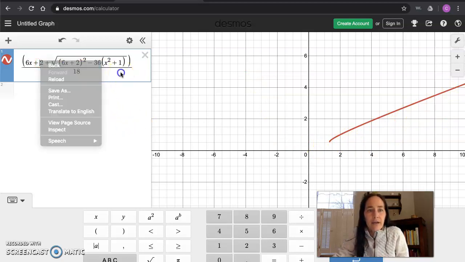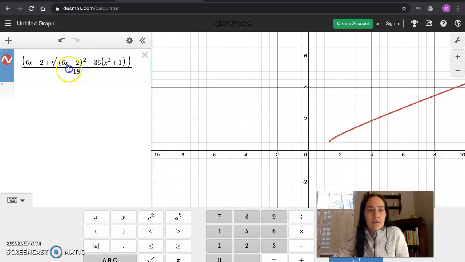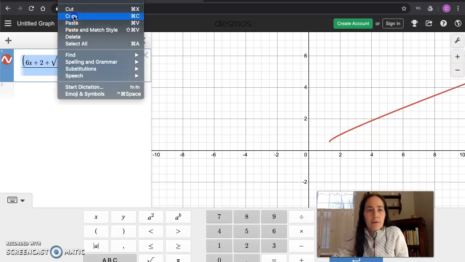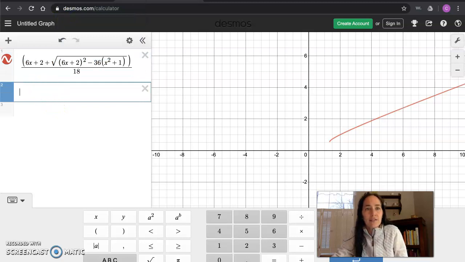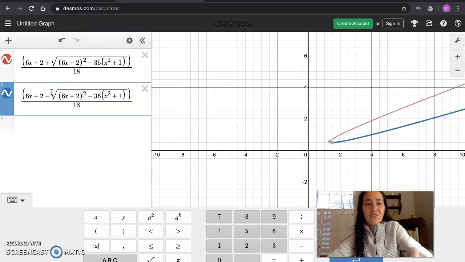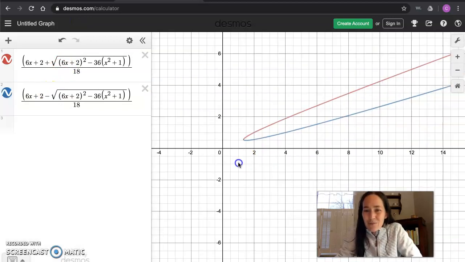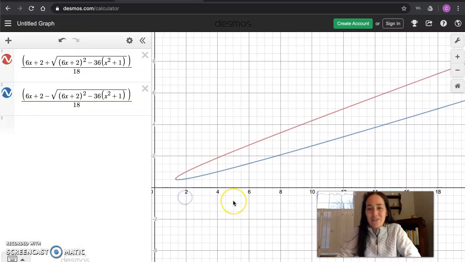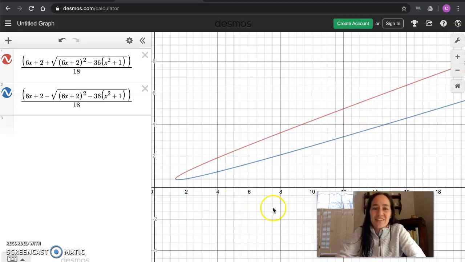I want to see how good I am at just copying this. Let's see if I can do this. Copy, and I'll put it into my second equation, and I just have to change this sign to a minus, and you get a tilted parabola. This is our first one of these, but the discriminant didn't lie. Trust the discriminant that you get a tilted parabola.